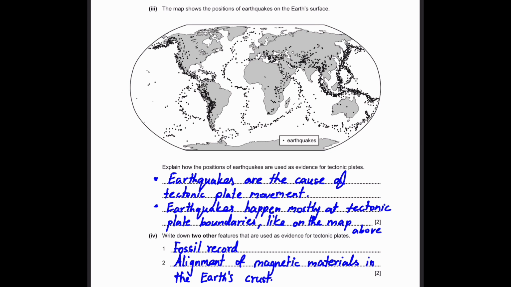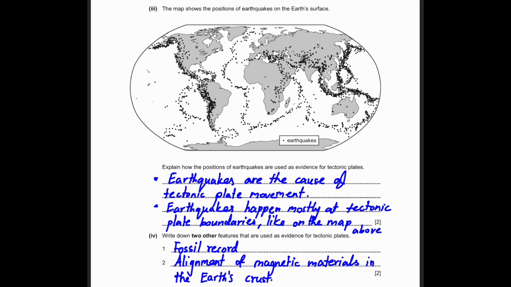The map shows the positions of earthquakes on the Earth's surface. All the dots which are given here, here, and in a lot of places in the map are earthquakes. Explain how the positions of earthquakes are used as evidence for tectonic plates. So first of all, earthquakes are caused by tectonic plate movement. So because tectonic plates move, like we saw in the previous parts of this question, the tectonic plates split apart or actually also come together sometimes. Because of that, earthquakes happen.